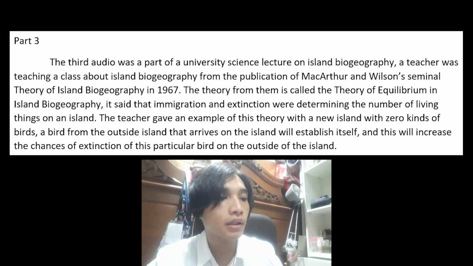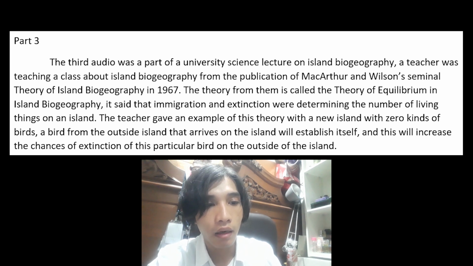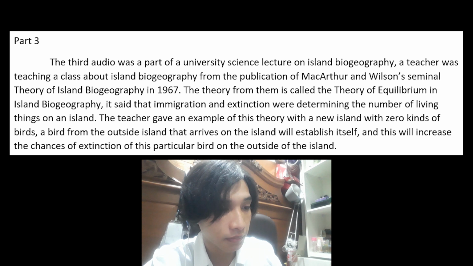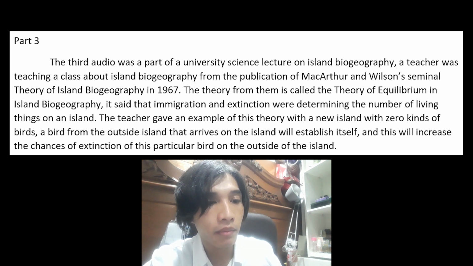Part 3. The third audio was a part of a university science lecture on island biogeography. A teacher was teaching a class about island biogeography from the publication of MacArthur and Wilson's seminal theory of island biogeography in 1967. The theory from them is called the theory of equilibrium in island biogeography. It said that immigration and extinction determine the number of living things on an island.